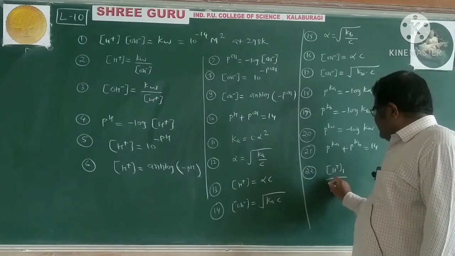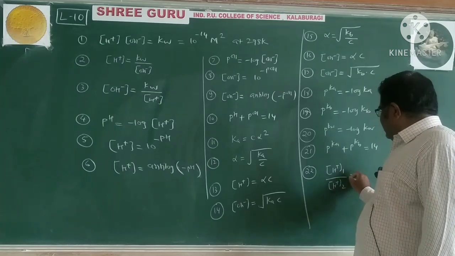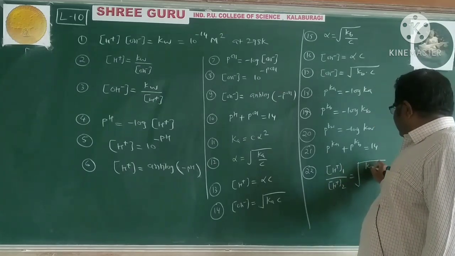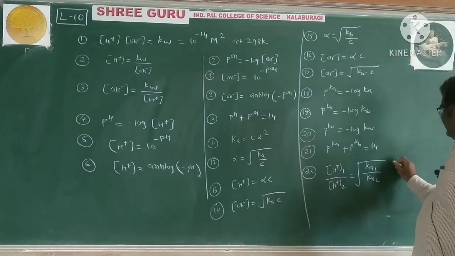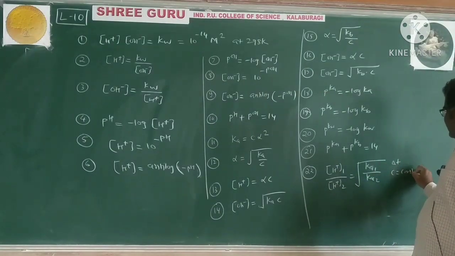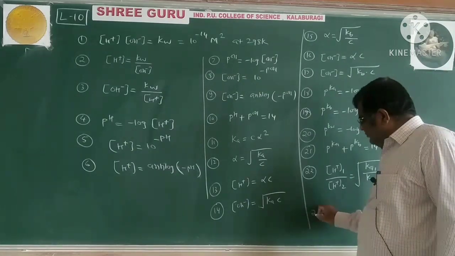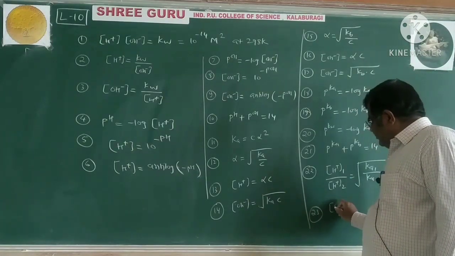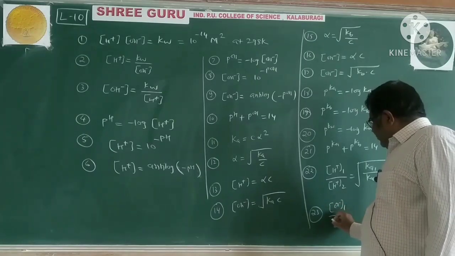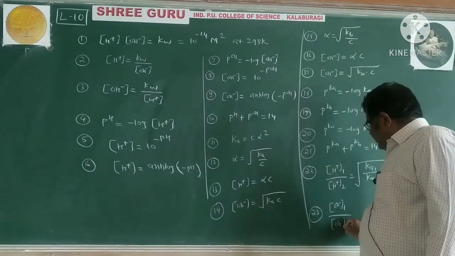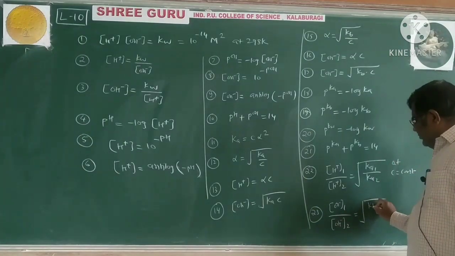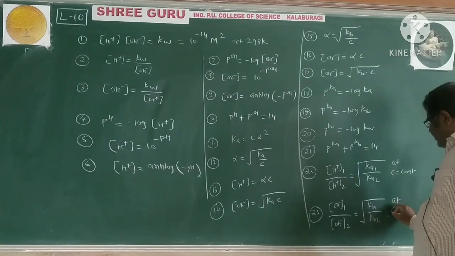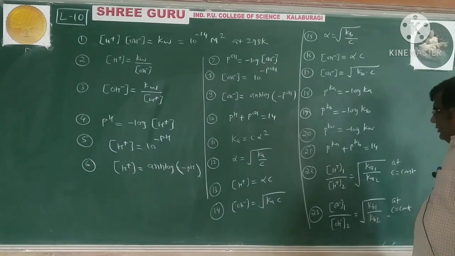H plus ion concentration of mixture of two acids, H plus ion 1, H plus ion 2, is equal to square root of Ka1, Ka2, at C constant. Similarly, OH negative ion 1, OH negative ion 2 equals square root of Kb1, Kb2, at C constant.